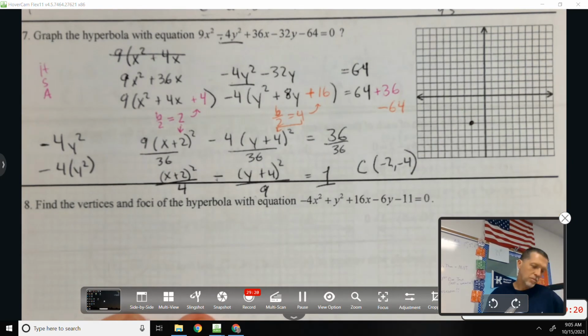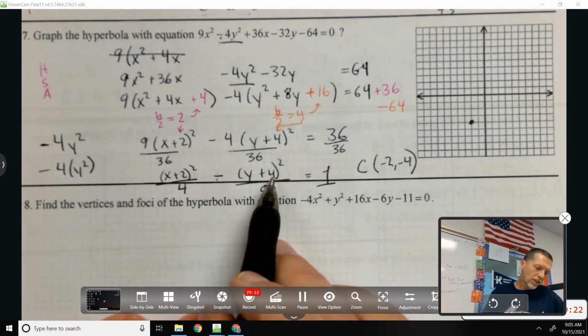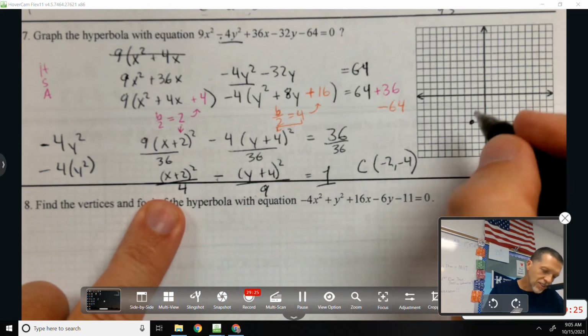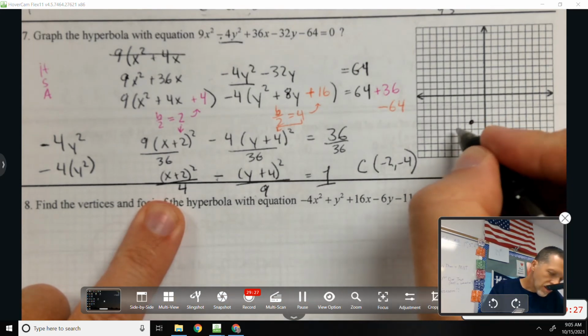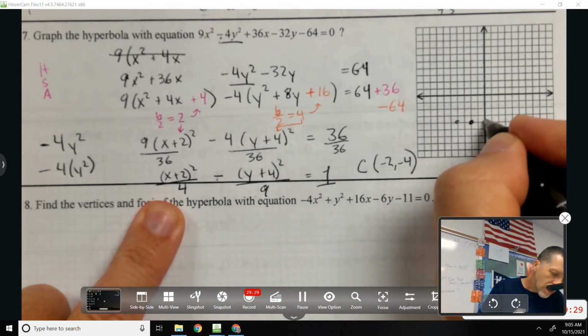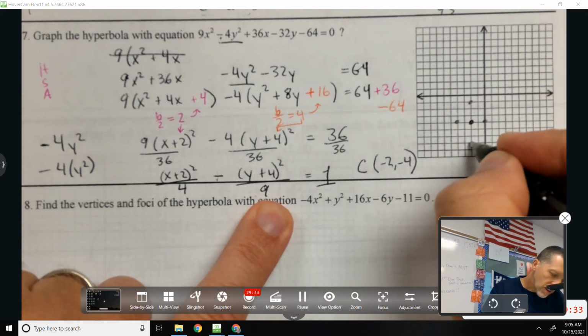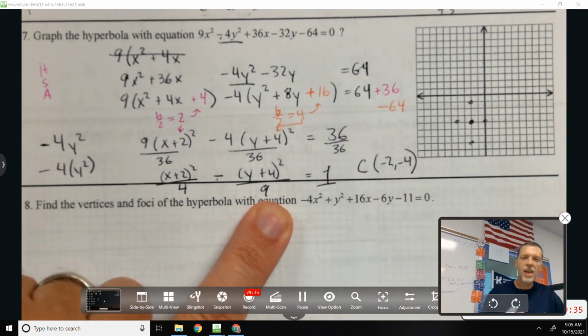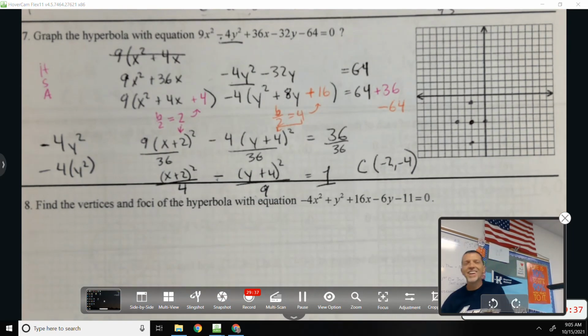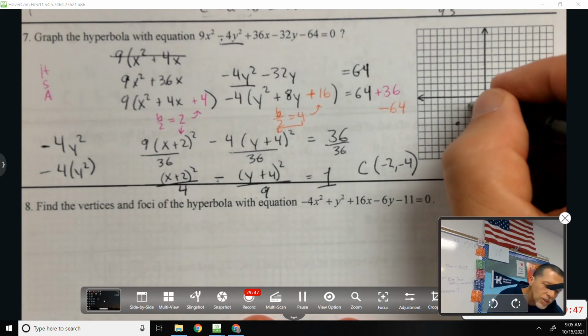The center would be negative 2, negative 4. We'll go left and right 2, up and down 3. And again, it's not super common, but it's somewhat common to get there and sketch in the ellipse and move on to the next one, if you kind of lose sight of what you're doing. This is a hyperbola, so I need to do the box and the asymptotes.